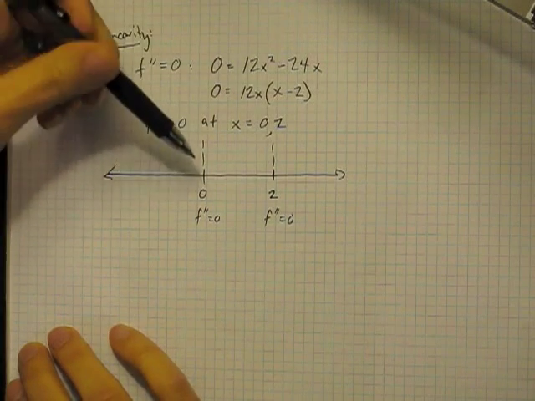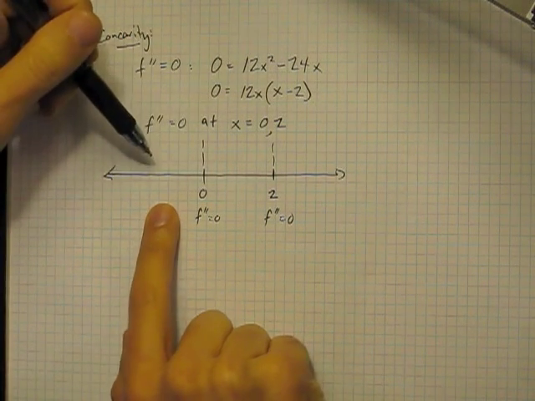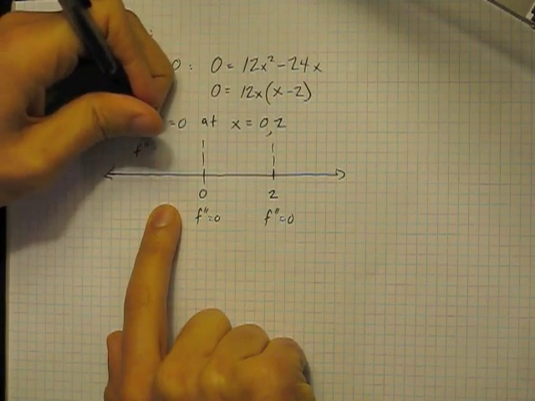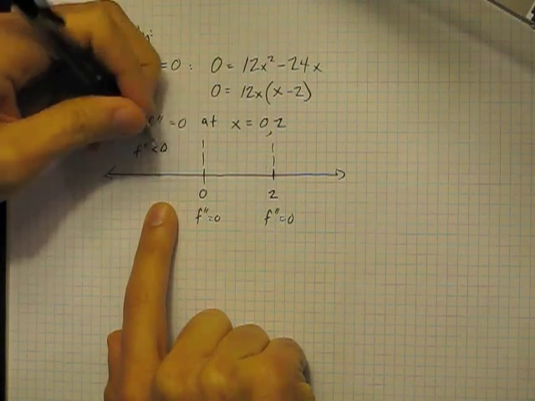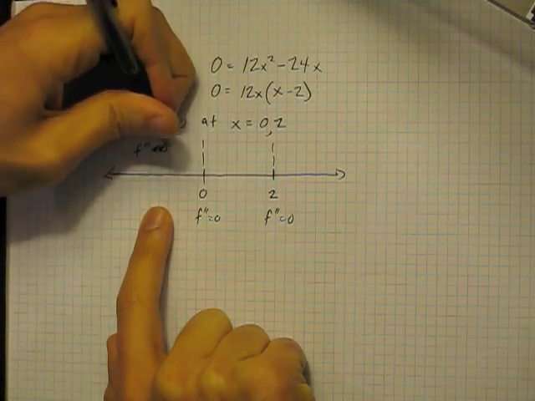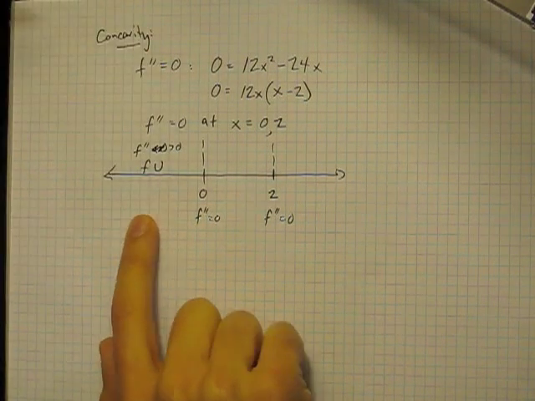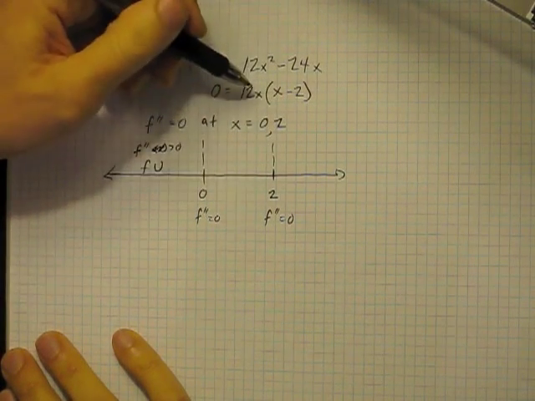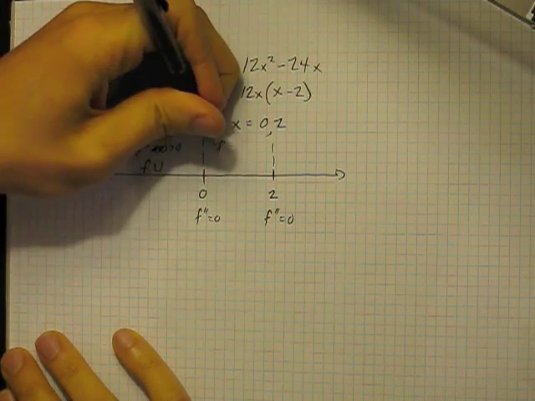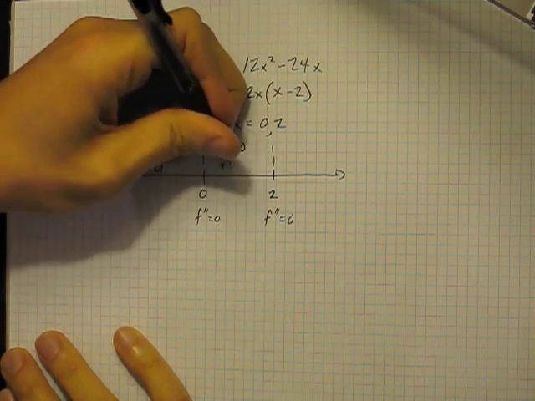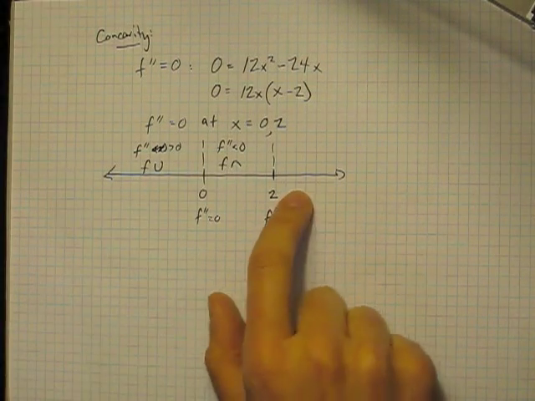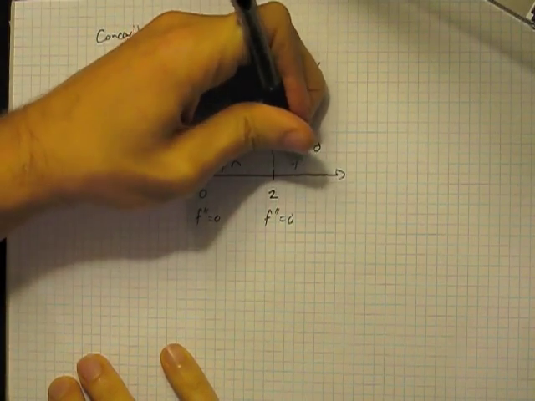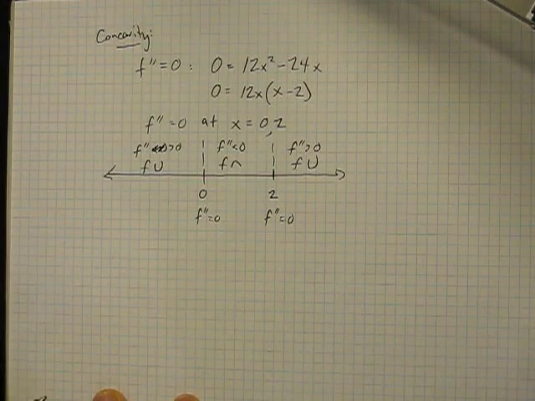And let's check the concavity. When x is less than 0, then this will be negative, and this will be negative. Negative times a negative is a positive, so the second derivative is positive. So f is concave up on this interval here. Now, between 0 and 2, this will be positive, and this will be negative, so f double prime will be negative, so f will be concave down in this interval. And then after 2, we'll have positive times a positive, so f double prime will be positive, so f will be concave up.